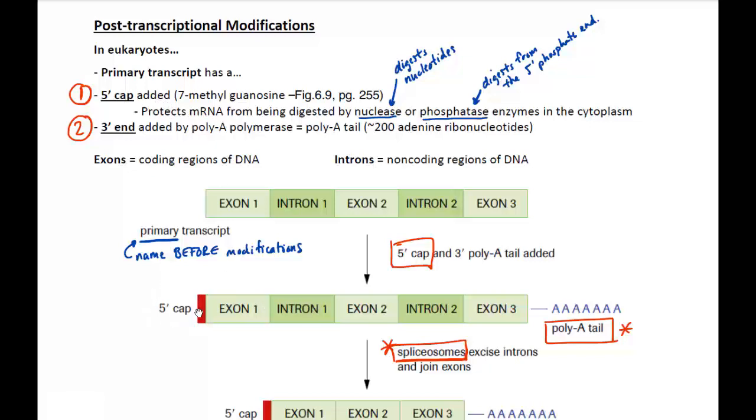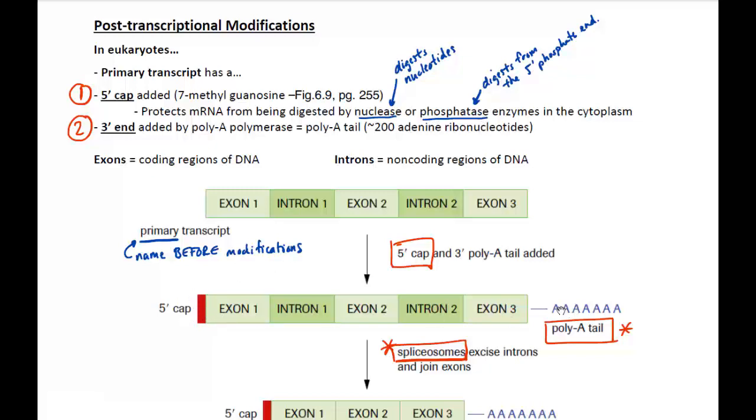When it leaves the nucleus and it goes out into the harsh world of the cytoplasm, there are enzymes out there that are designed to destroy and recycle nucleic acids. So you really don't want this guy just free floating. So you have that little 5' 7-methylguanosine attached, and so you're going to protect the mRNA for a little bit longer from being digested by a nuclease, which would digest nucleotides, or a phosphatase, which would start digesting from the 5' end. Okay, so again, just a cap on the end there to protect it.